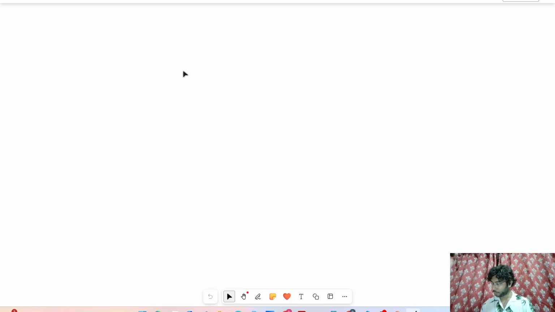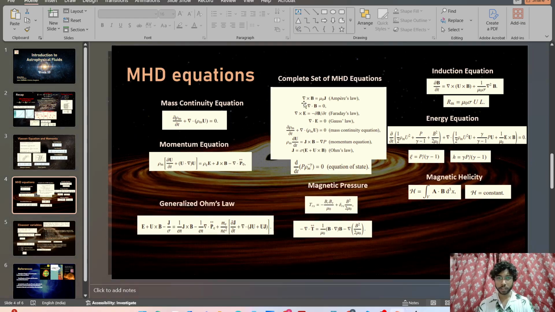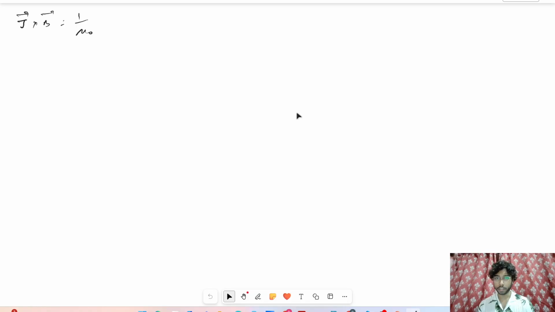Right. So we'll start with the J cross B. So let's write J cross B. If you remember the Maxwell's equation, del cross B is mu naught J. So J could be written as 1 by mu naught del cross B cross B.